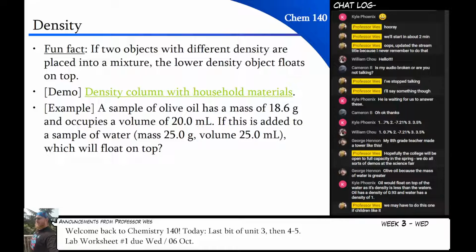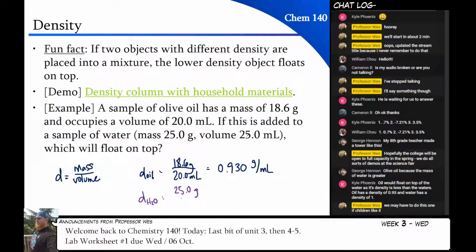All right, so this is very straightforward if we have the formula for density. So the formula for density is mass over volume. So for the oil, we've got 18.6 grams divided by 20 milliliters. And that is, it's less than 1. 0.930 grams per milliliter. Now you'll notice that the units don't cancel out. We keep them both. And then for the water, we have the same mass and the same volume.